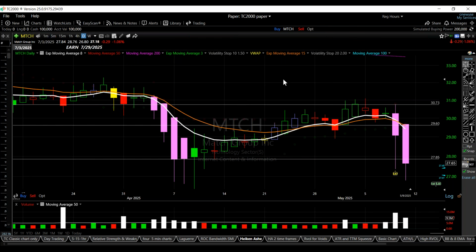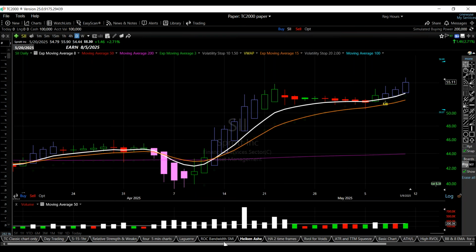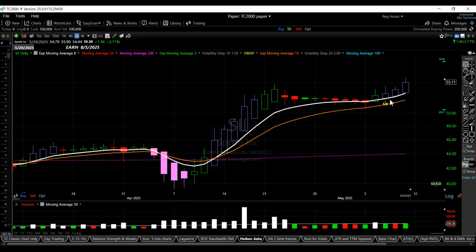SII, Thomas, SII, is that the right code? The SII, okay, yeah, beautiful Heiken-Ashi candles. There's the regular chart. Nice breakout on Sprott. Earnings not till 8.5. Heiken-Ashi right there. Yep, you get it. You actually had the reversal right here. A very nice chart. That's a very nice looking one right there.